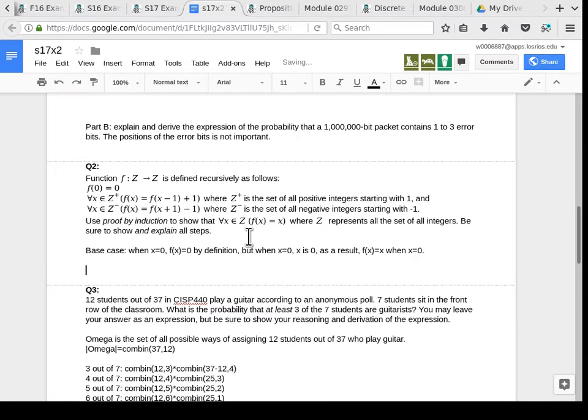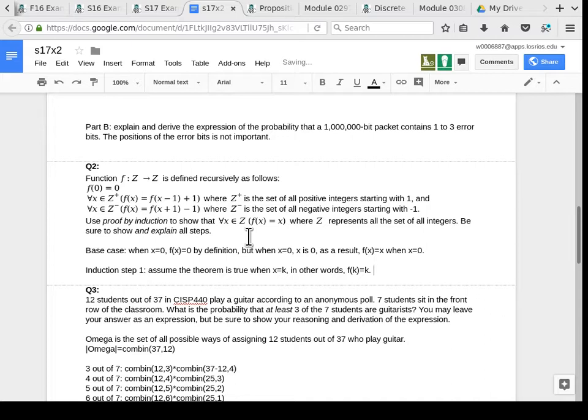The induction step, there are 2 induction steps in this case because we have to go forward, when x becomes larger and larger, and also we have to go backwards when x becomes smaller and smaller. So we have to say induction step 1. Assume the theorem is true when x equals some value k. In other words, f of k equals k.